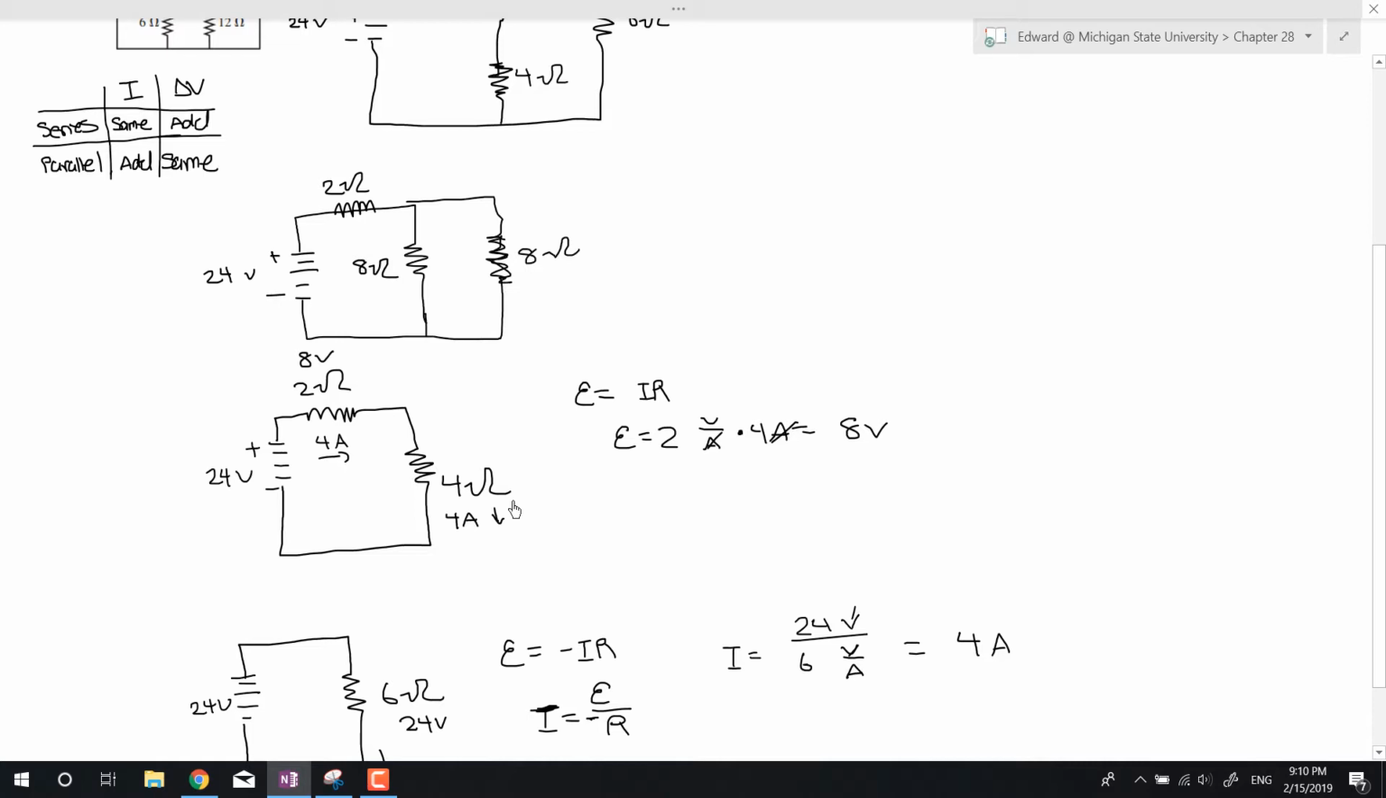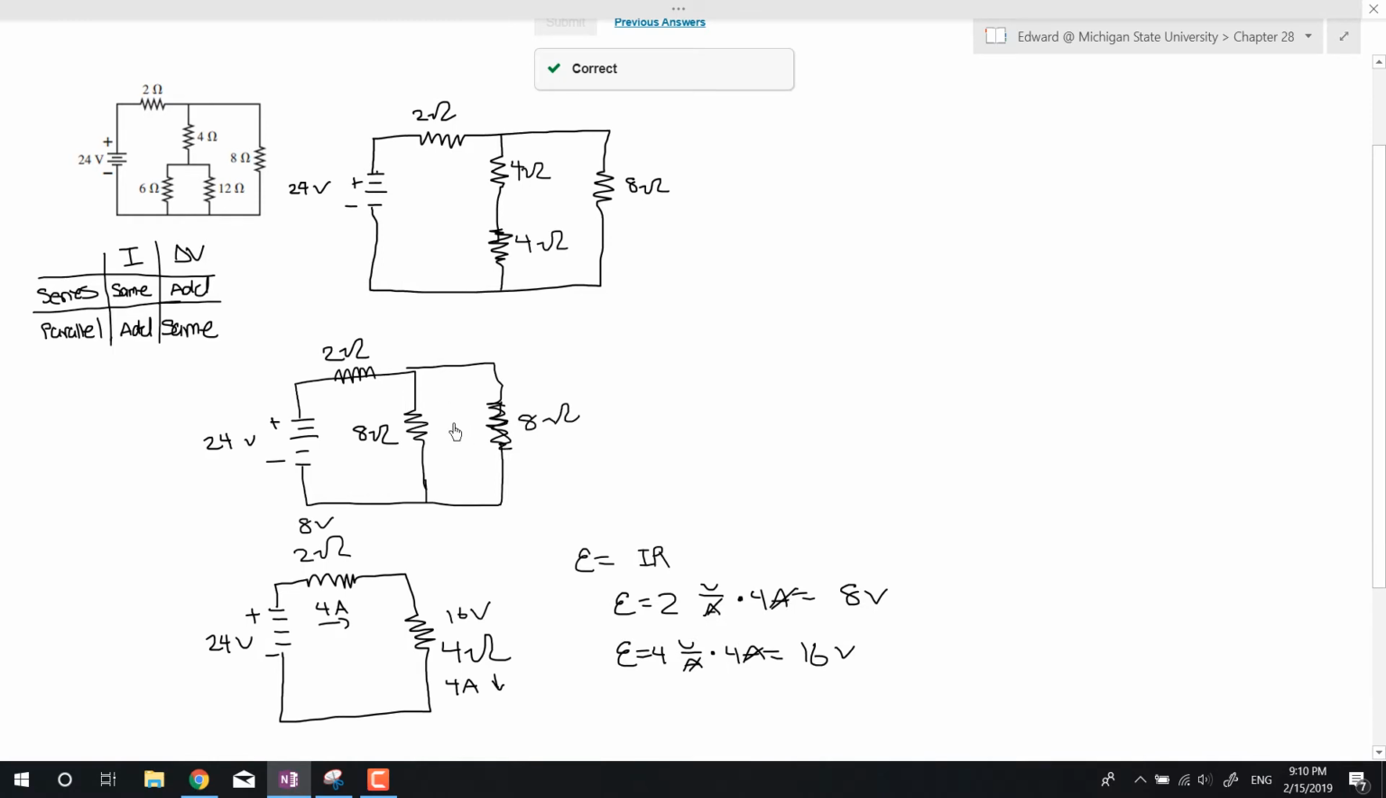And then the same here, 4 times 4, that's 16. Right, so 4 V over A times 4 A. I'm not going to write this out every single time, but this is just so you guys get the point. It's going to be 16 volts right here, my bad, not 16 amps. So now we have this one. Now we can keep working backwards.